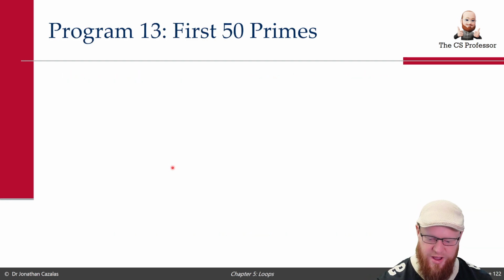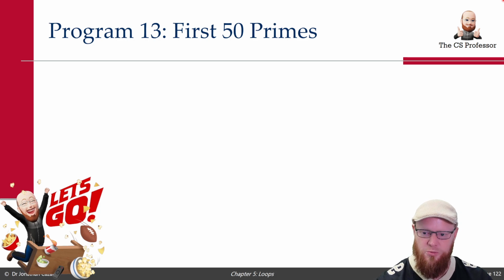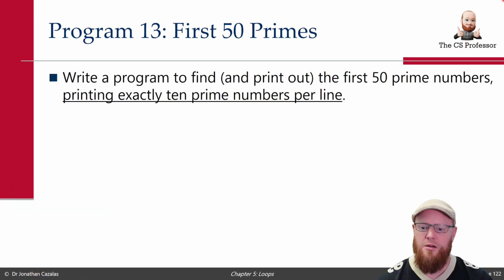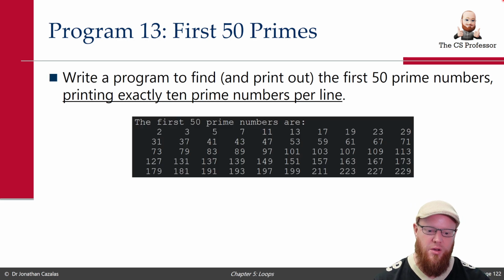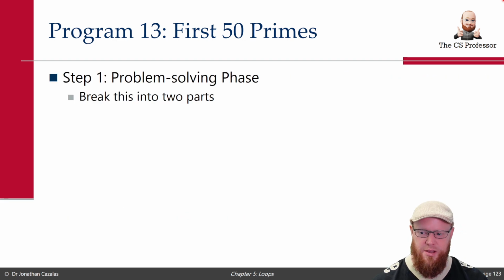Final program. Let's go. This is a big one, but it's the final program, and we are then done with loops. This one is using nested loops. A lot to think about here. Write a program that will find and print out the first 50 prime numbers, printing exactly 10 numbers per line. We want to come up with that output. First 50 prime numbers, 10 numbers per line, a lot to think about here.